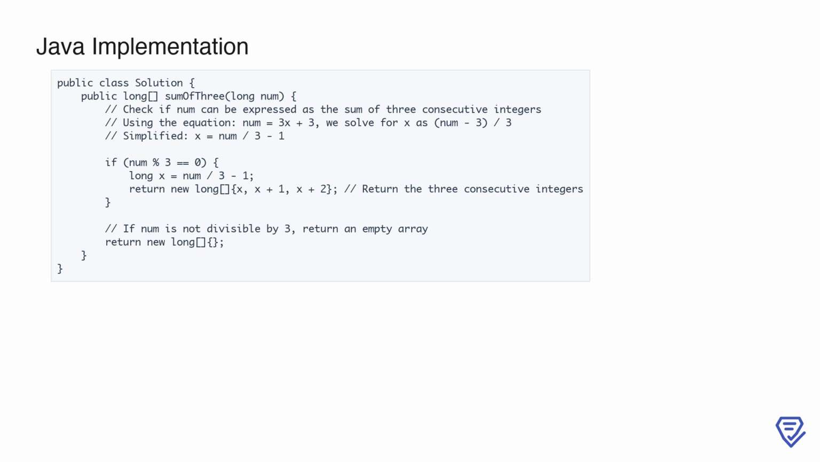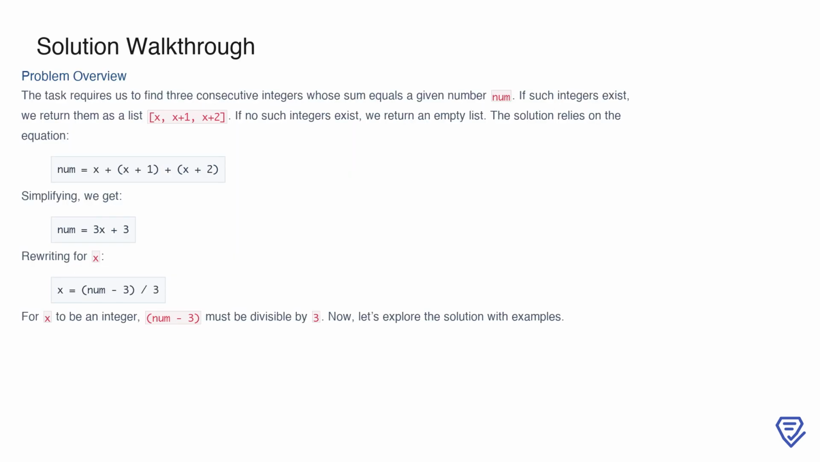If valid, the three integers are returned as an array, otherwise, an empty array is returned. Java-specific elements include type declarations, the use of arrays instead of lists, and the explicit long type for handling large numbers.